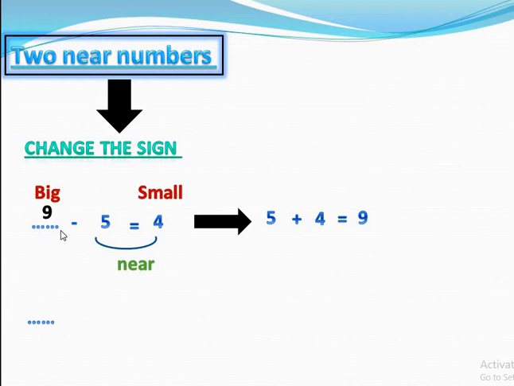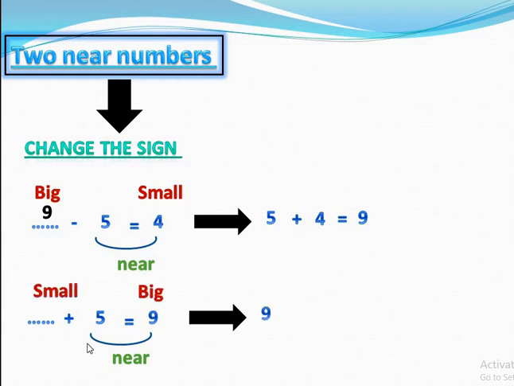Okay, which number plus 5 equals 9? 5 and 9 here also, we don't have a space between them, so we call them near numbers. So we are going to change the sign. The sign here is plus, so we are going to change it into minus. In subtraction, we are going to subtract the big number minus the small number. So it will be 9 minus 5 equals 4. Okay.